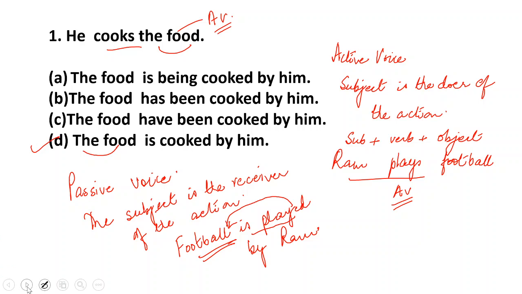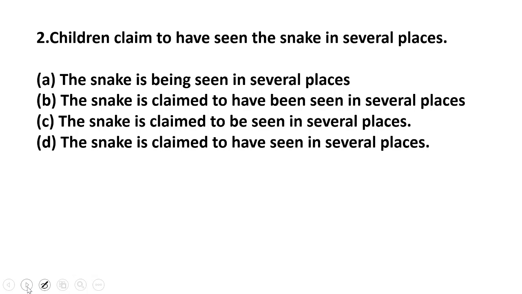Next sentence. This is simple present tense. Children claim to have seen the snake in several places. Now the first option, the snake is being seen in several places. No, this is utterly wrong. You cannot change the meaning of the sentence. Claim is there, so this is not correct. This is not at all correct, option A.